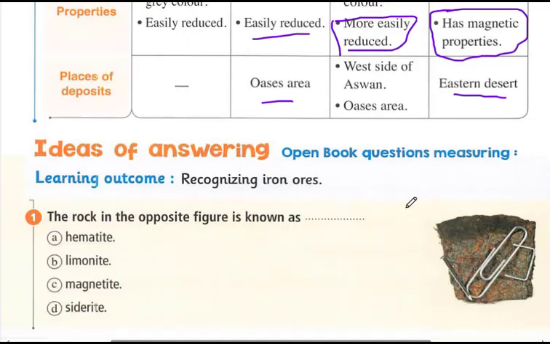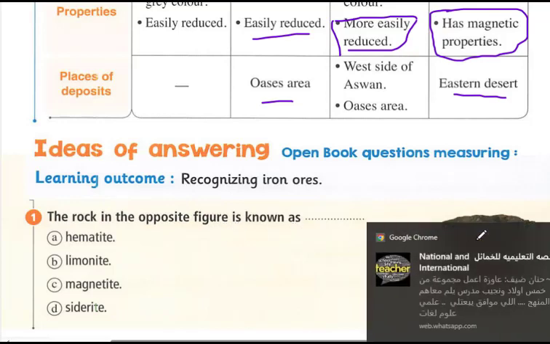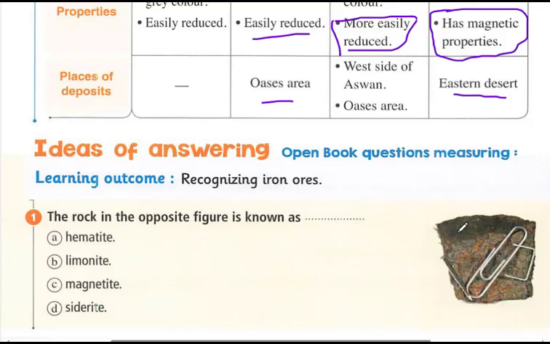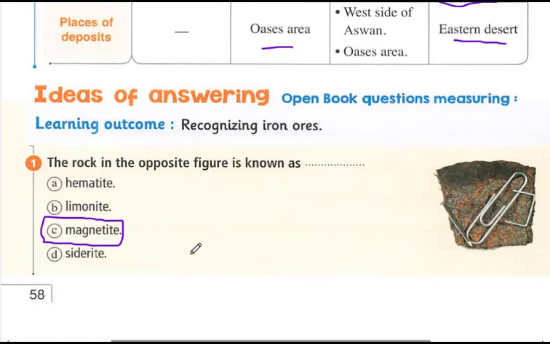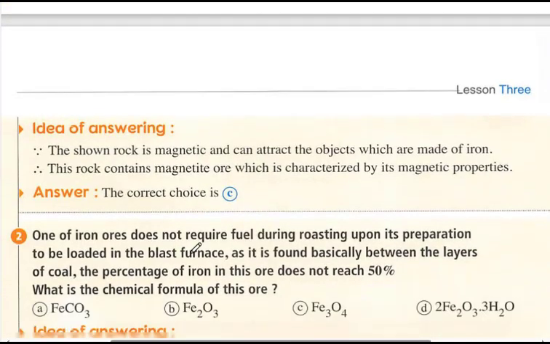Okay, let's look at these questions. The rock in the opposite figure is known as... This rock is nearly black and has a strong magnetic property. It attracts iron objects to it. So we have mentioned that magnetite is the only ore that has a magnetic property. Afterward, another question: one of the iron ores does not require fuel. So it is siderite, as we mentioned before.